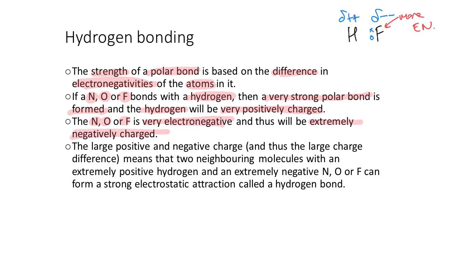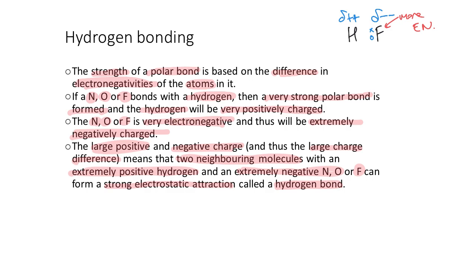The large positive and negative charge, and the charge difference, means that two neighboring molecules with an extremely positive hydrogen and an extremely negative N, O or F can form a strong electrostatic attraction, which is known as a hydrogen bond. So for all intents and purposes, hydrogen bonding is an extreme form of dipole-dipole. All molecules with hydrogen bonding will still have dipole-dipole, because there is still a positive and negative end, except when it becomes really strong, then it is called a hydrogen bond.